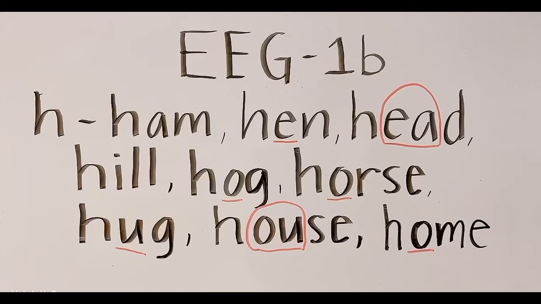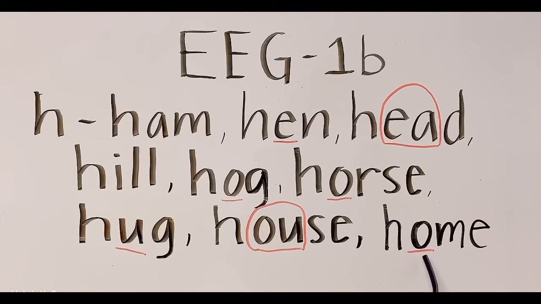Okay, next one. Hog and hug. This one is letter O, this one is letter U. This one is ah, hug, hug. Well, this one is hug. Okay, and next is the letter O.